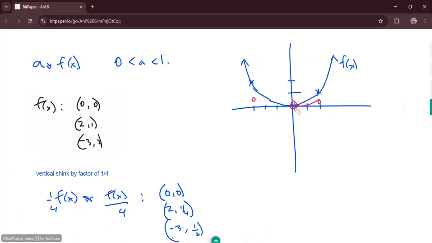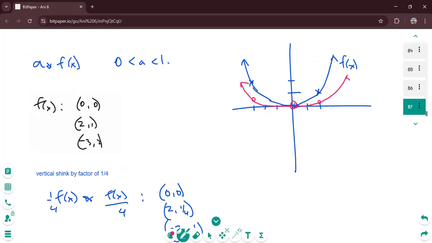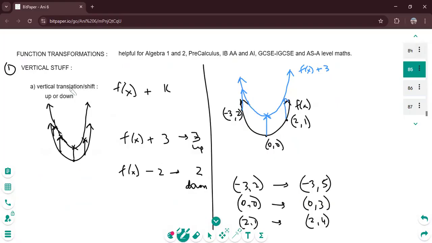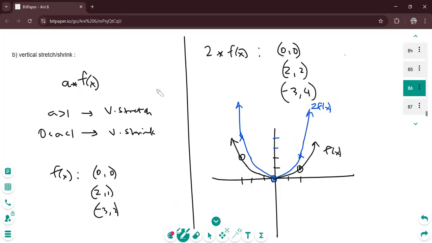So you can see that the graph is approximately going to look like this. So you can see that it has kind of gotten vertically shrunk, as in all the y coordinates have gotten lower. That is how a vertical shrink looks. Okay, so this takes care of two different transformations. One was vertical translation up and down, in which the graph simply moves up or down. And another is vertical stretch or shrink, right?